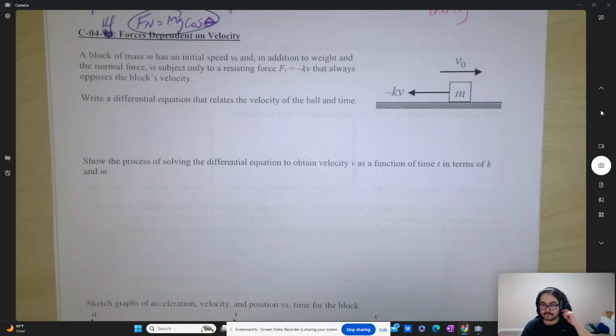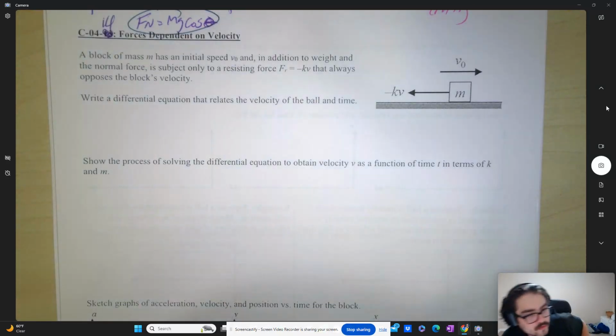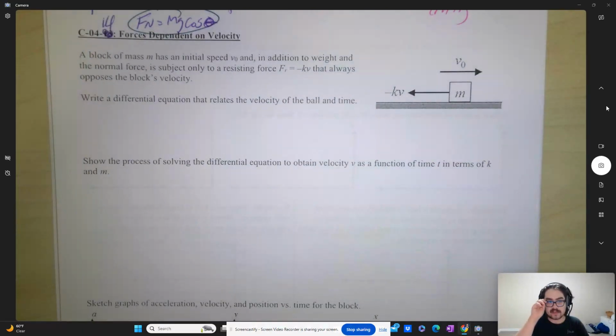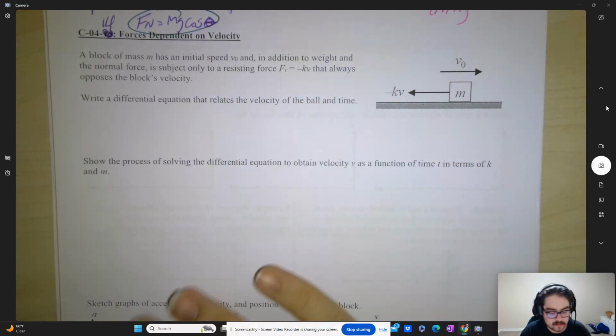All right. Final section. Forces dependent on velocity. This is the hardest section in the whole notes, and it's probably one of the hardest sections in all of AP Physics C because it's a lot that you have to wrap your head around here.